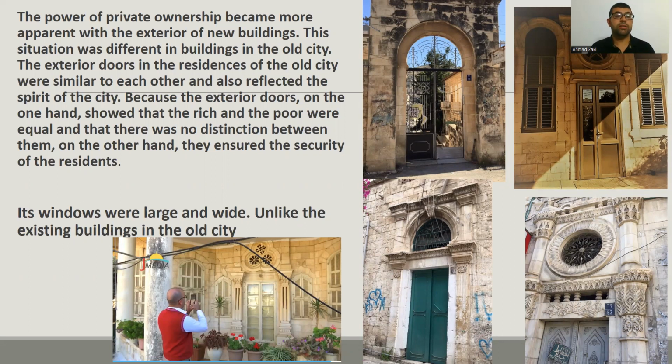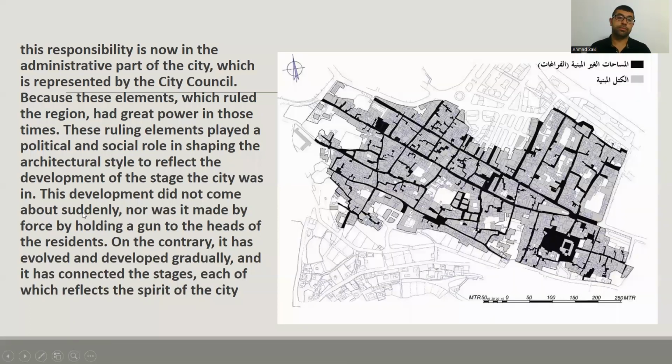and that there was no distinction between them. On the other hand, they ensured the security of the residents, as we see from the photos beside. All these doors present the ownership of their owners. Its windows were large and wide, unlike the existing buildings in the old city.